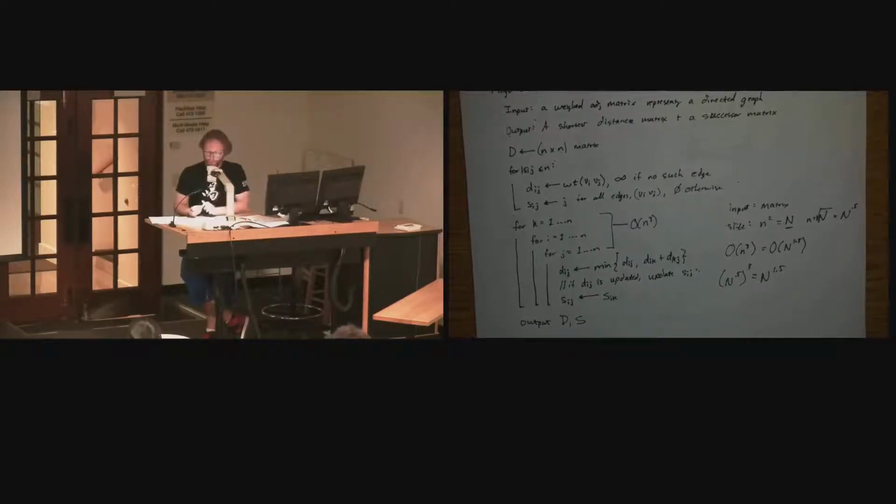So it's not linear. It's a little bit above linear, but it's not quadratic either. It's somewhere in between. But it's polynomial. It's good. It's good enough. It's certainly probably better than running Dijkstra's n times for each source.